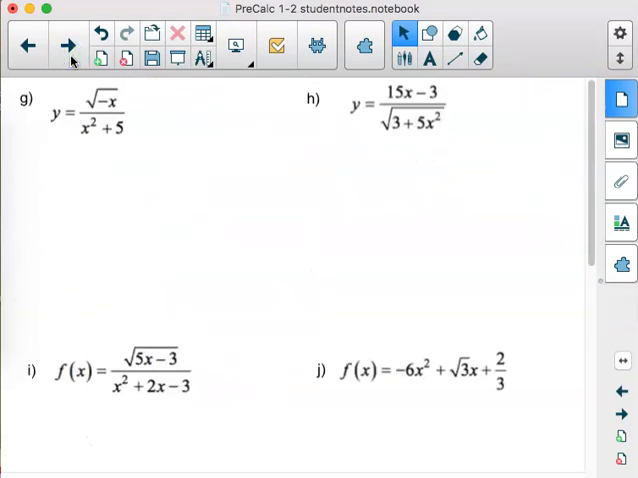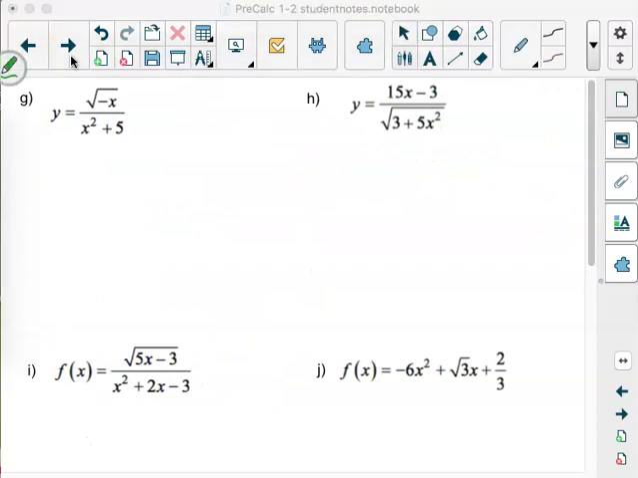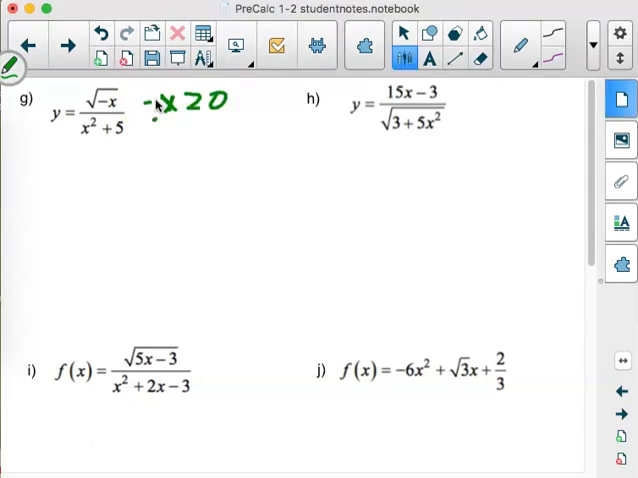So we have to watch out for those little things. I guess it's tougher to think about both instances happening at once, that we're dividing and we have a square root, but we have to keep that in the back of our mind. Alrighty, for G, we've got a square root up there, so -x has to be greater than or equal to 0, but if we divide both sides by a -1, we'll have x is less than or equal to 0. Alright, so that's the first part of it.